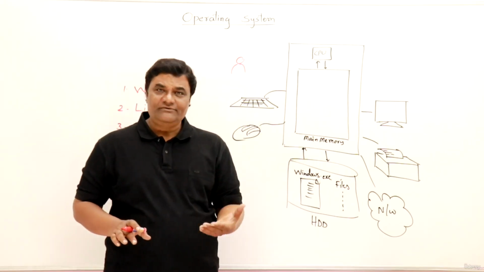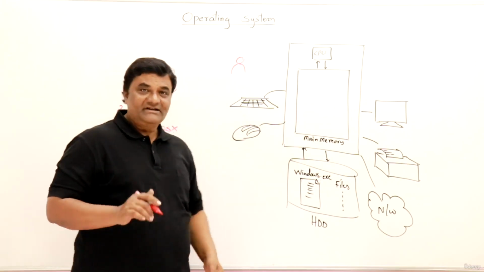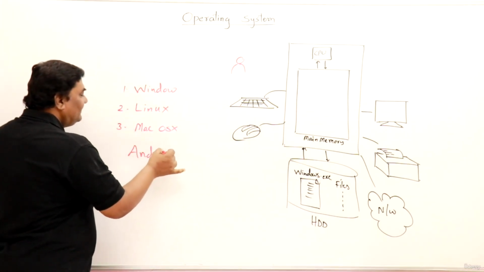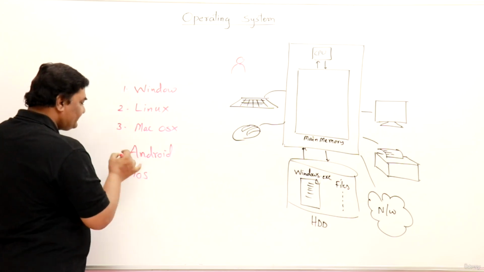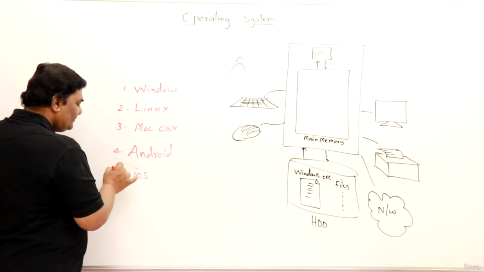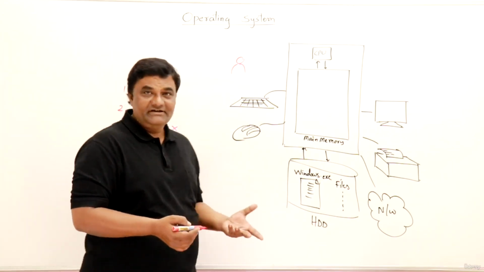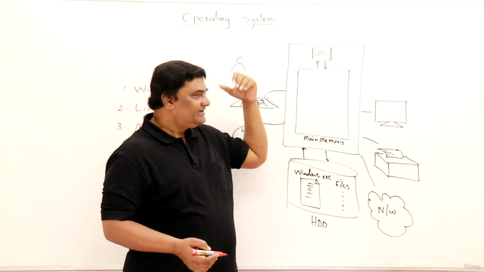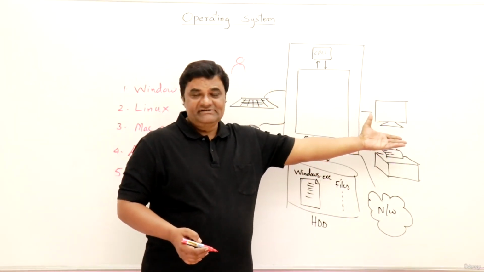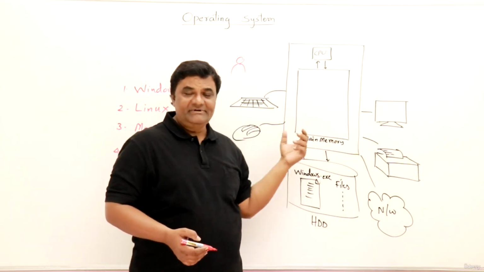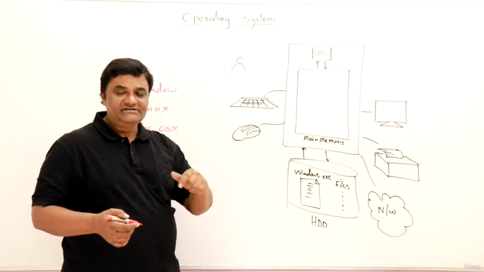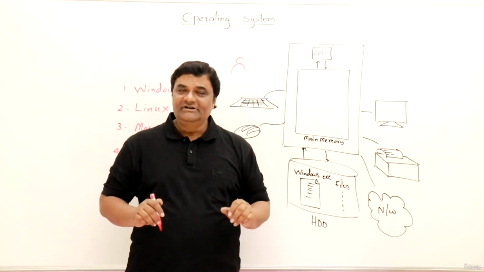Even on your mobile phone, you have operating systems like the Android operating system and the iOS operating system. On a mobile phone also, it's the same thing. You have storage and RAM, that is main memory, and the processor is there. The screen itself is the display, and it also works as an input device, a touch screen. So both are similar.